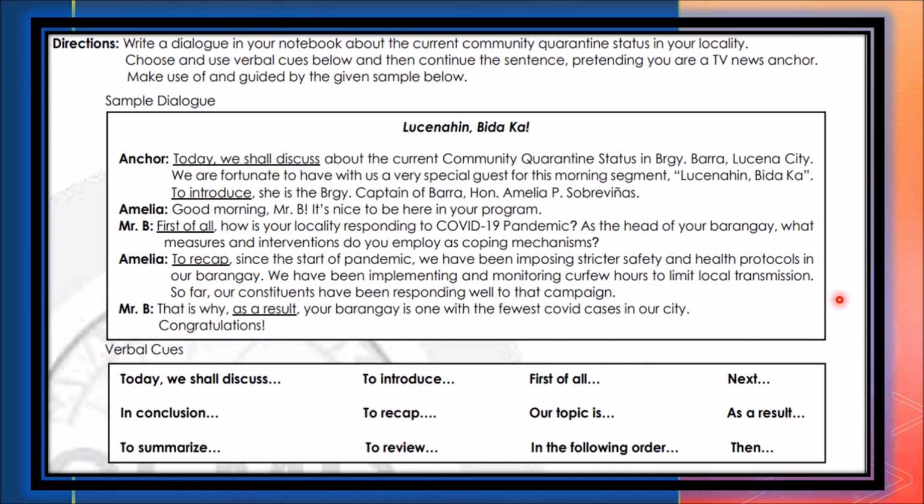Okay, so this is the sample dialogue. So you will make a dialogue in your notebook about the current community quarantine status in your locality. So you're going to use the verbal cues here, and this is only the sample. You got it? Good.